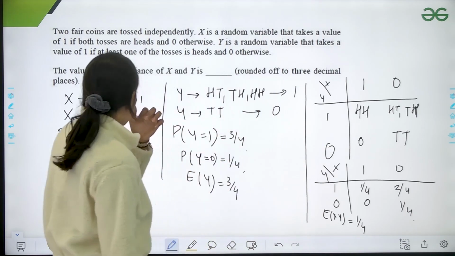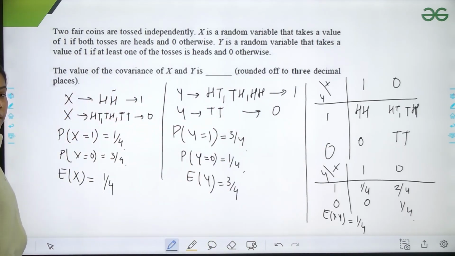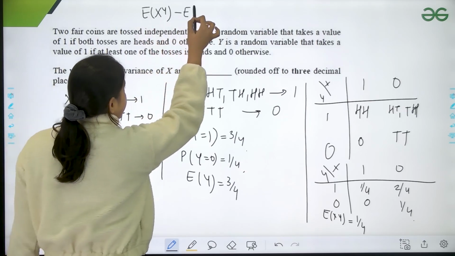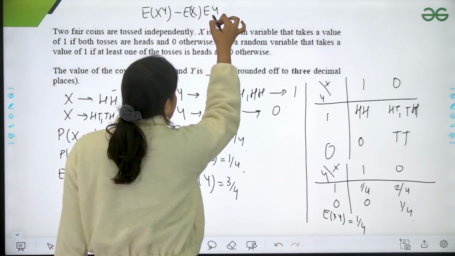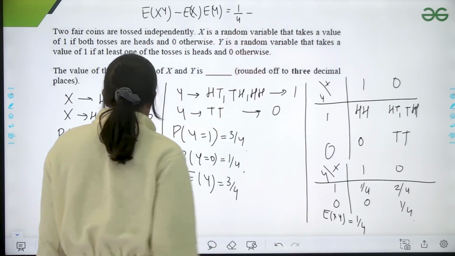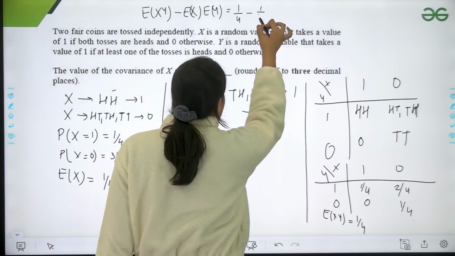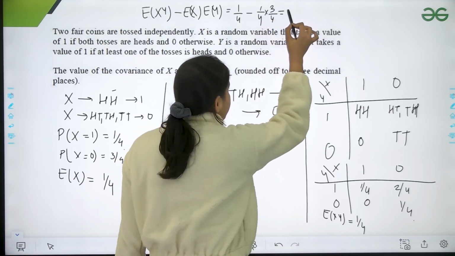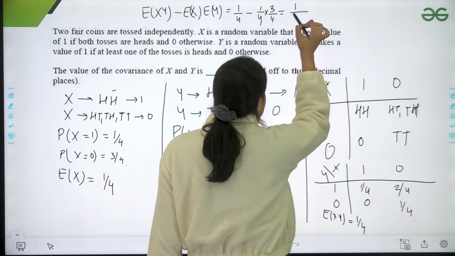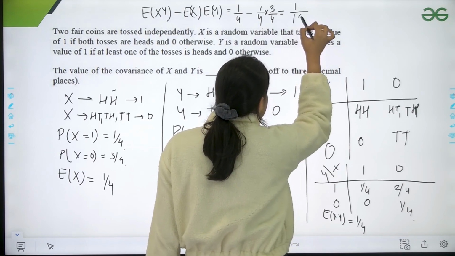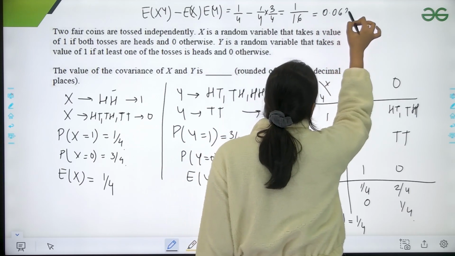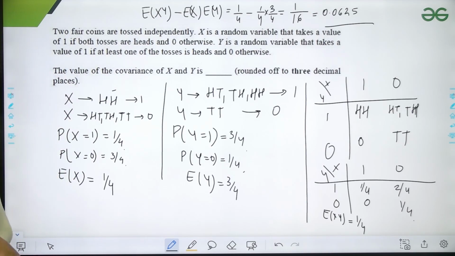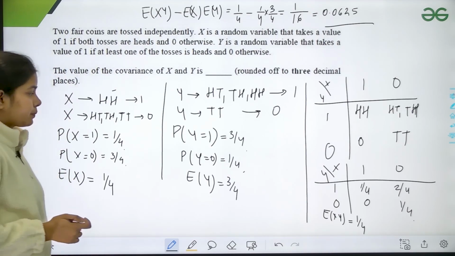Now let's solve. Covariance of xy is expectation of xy minus expectation of x into expectation of y. That means 1 by 4 minus 1 by 4 into 3 by 4. That means 3 by 16, so 1 by 4 is 4 by 16, minus 3 by 16. That means 1 by 16, that means 0.0625. So this would be the answer, covariance of x and y.